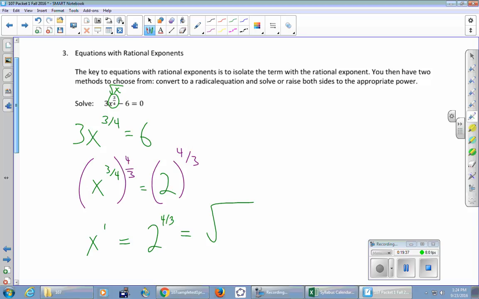What's the index, the little number in the front? It's a cube root, right? The thing from the denominator. And then a 2 raised to the 4. Said another way, cube root of 16. Either way is okay with me.